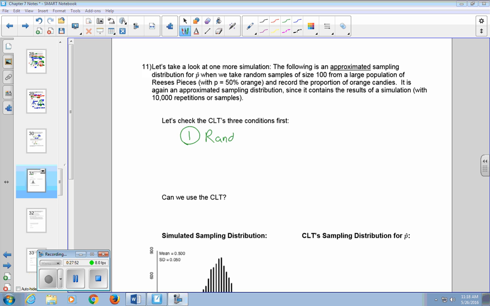So can we assume that these are random samples? Most likely, yes. And are the observations independent of each other? Again, most likely, yes. Each candy was chosen independent of other candies.